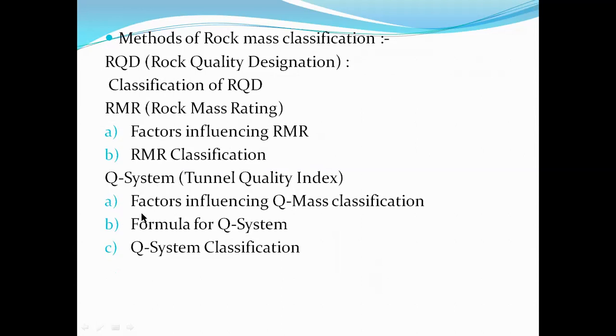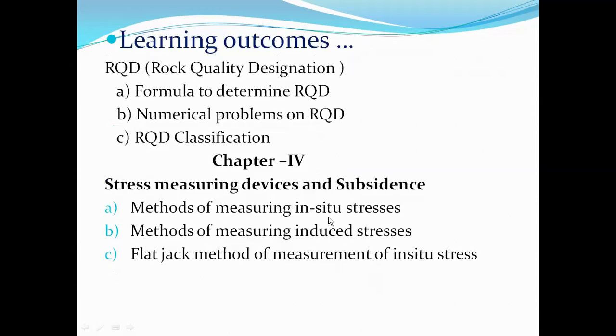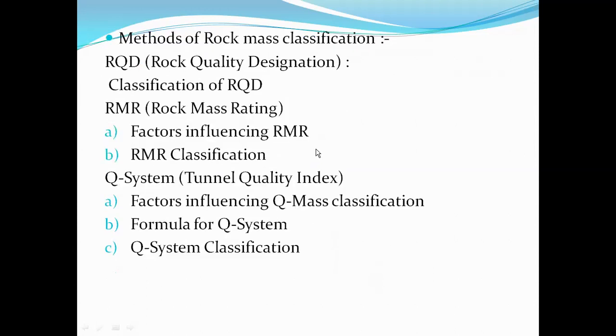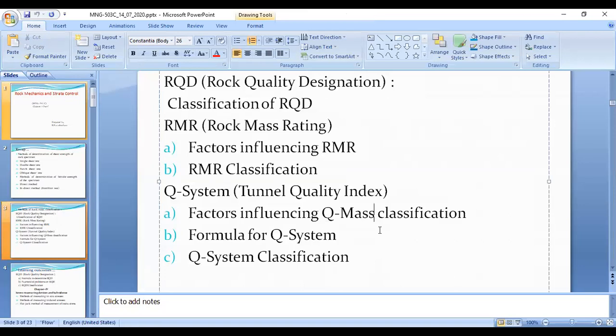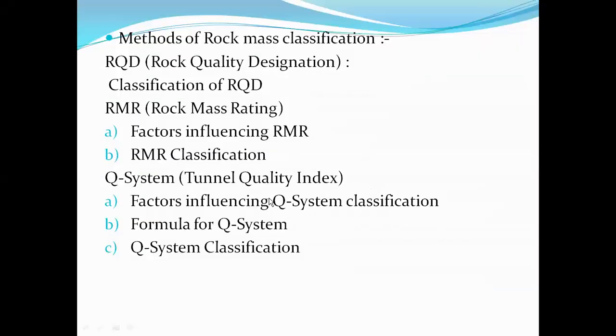Q is nothing but quality. So the tunnel quality index: what is the significance of it, and what are the factors that influence the Q mass classification, or Q system classification, and the formula for the Q system? Then we discussed what are the factors that influence the Q system classification, and the formula to determine the Q system.